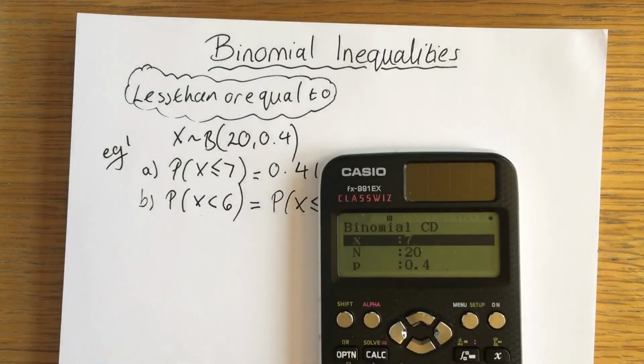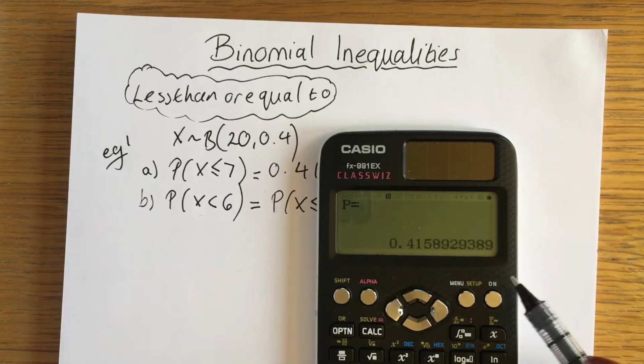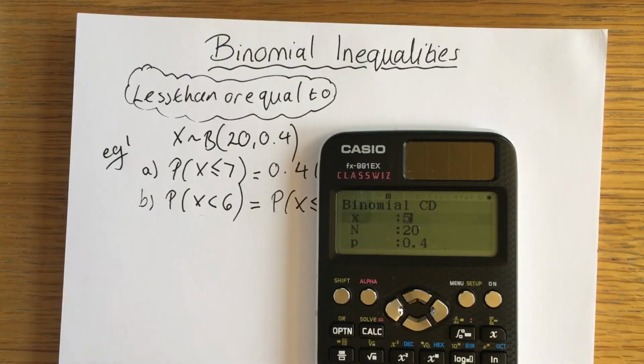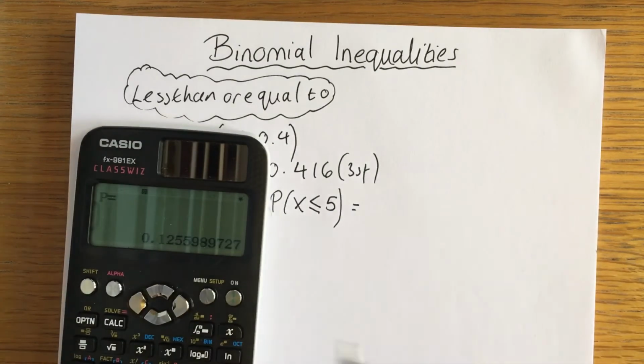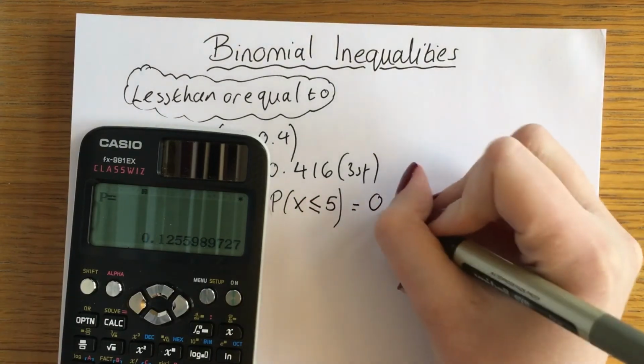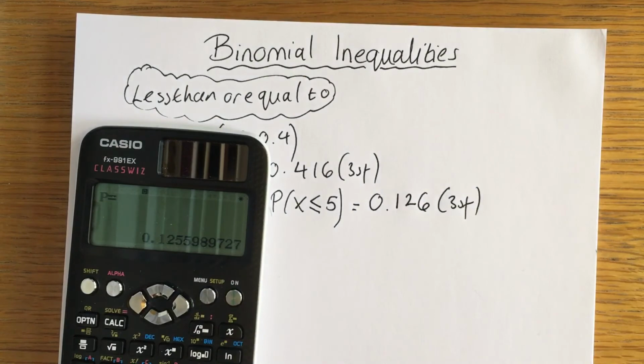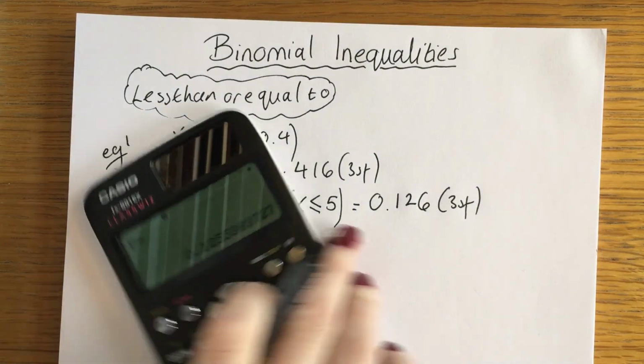So I'm still on this screen. If I press equals, it takes me back to my input screen. So instead of 7, I'm going to put 5, press equals. So the probability of 5 or less occurrences is 0.126 to 3 significant figures.